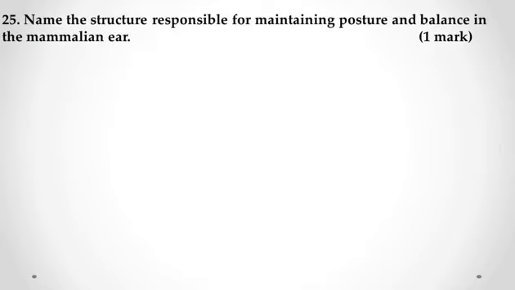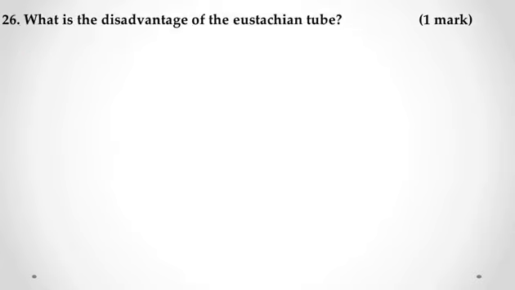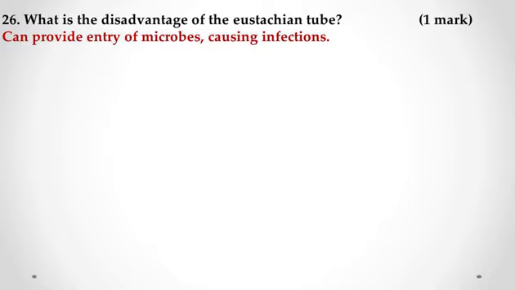Question 25. Name the structure responsible for maintaining posture and balance in the mammalian ear. This structure is called the vestibule or semicircular canal. Question 26. What is the disadvantage of the eustachian tube? The disadvantage of the eustachian tube is that it can provide entry of microbes causing infections.